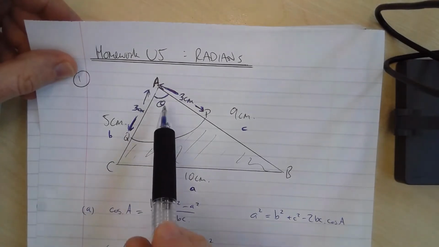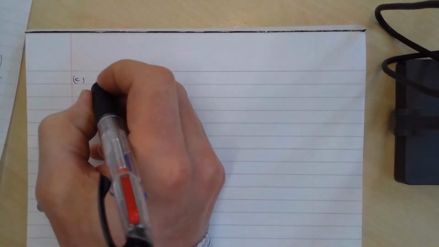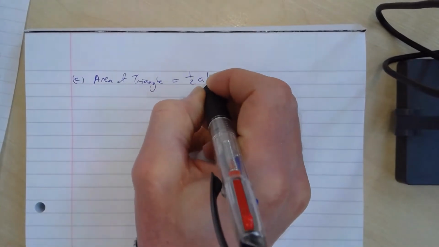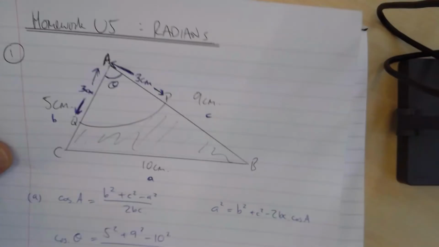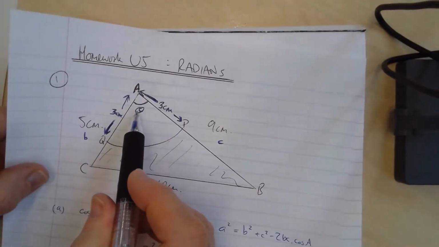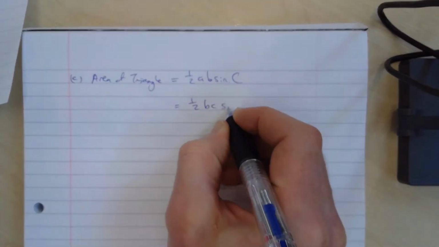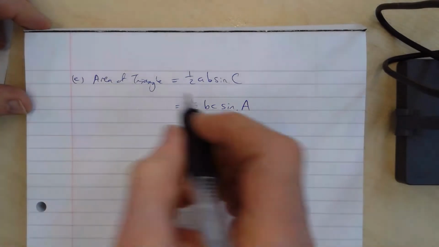Okay, so the first thing we're going to need to do then is work out the area of the full triangle. And for the area of the triangle, there's a formula to make sure you know: half AB sine C. Although that's with C as the angle, but of course we don't have C as the angle, we've got A as the angle. So with A as the angle, I'm going to slightly rewrite that here: half BC sine A. Okay, so that's the version we're going to use.